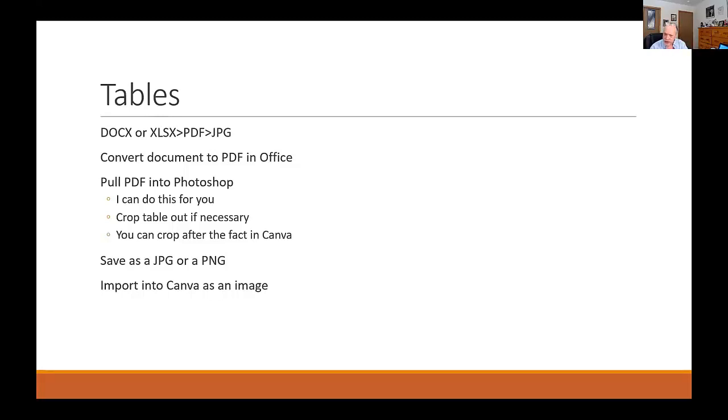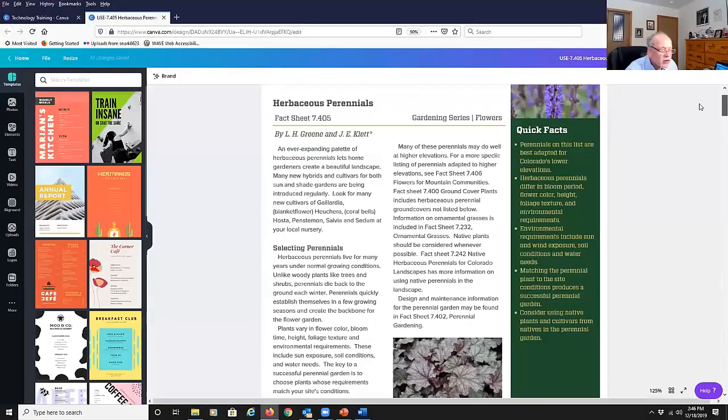You don't always need to do that. And then you save it as a JPEG. You could save it as a PNG, but JPEGs work better for this purpose. And then you import it to Canva as an image, the same way you would import any other kind of photograph. So one more time, take your existing Office document, turn it into a PDF, then use Photoshop to turn it into a JPEG.